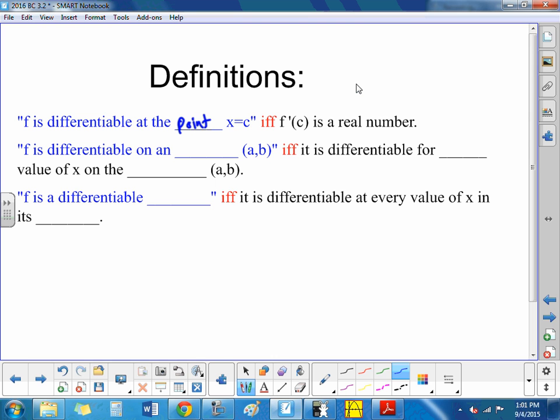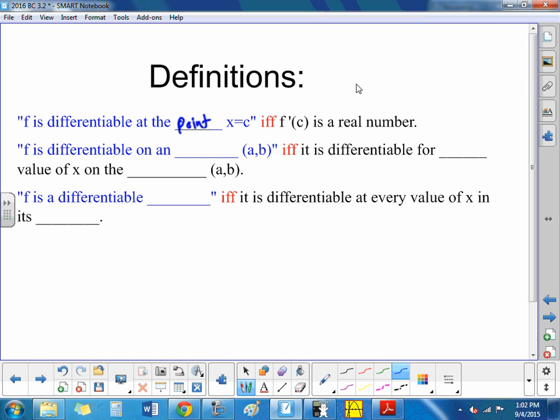Only if, that's spelled IFF, if and only if f prime of c is a real number. Okay? So what does IFF mean? If and only if. If you want to, you can turn this sentence into two sentences. I'll say them both. Whenever you're if and only if, that means the sentence can be worded two different ways. You can say two if-then sentences.